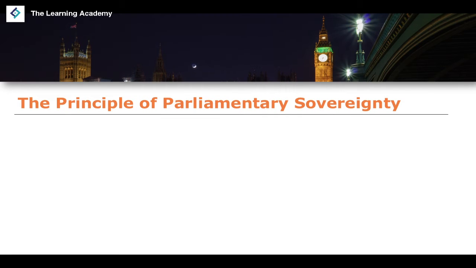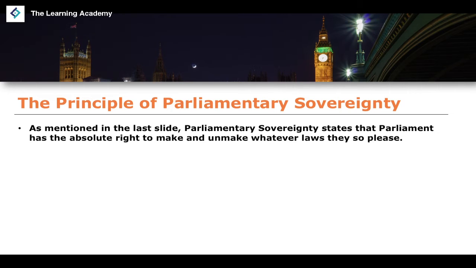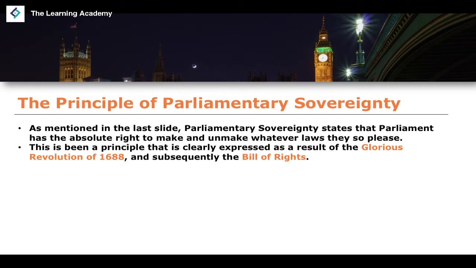And let's talk a little bit more, in a tiny bit more detail, about the principle of parliamentary sovereignty. Because parliamentary sovereignty states that Parliament has the absolute right to make and unmake any law it so pleases. This has been a principle that was clearly expressed as a result of the Glorious Revolution of 1688, and it was subsequently encoded in the first part of the subsequent Bill of Rights.